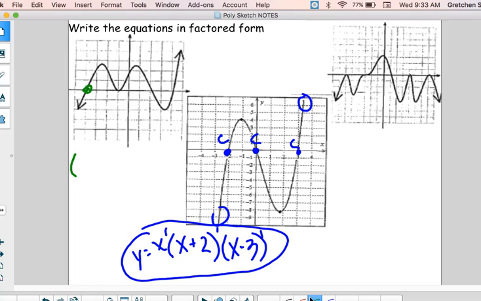-4. So if it's -4, what is it in parentheses? +4. Is it bounce, crossing, or swaying through that point? Crossing. So does it get an exponent? No. All right, next one.